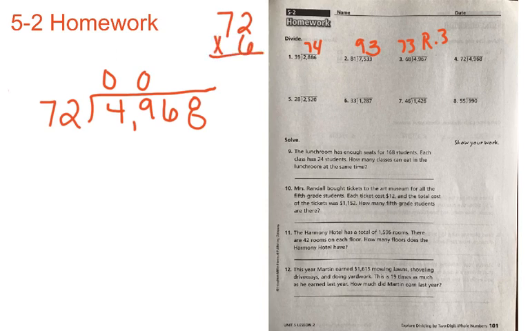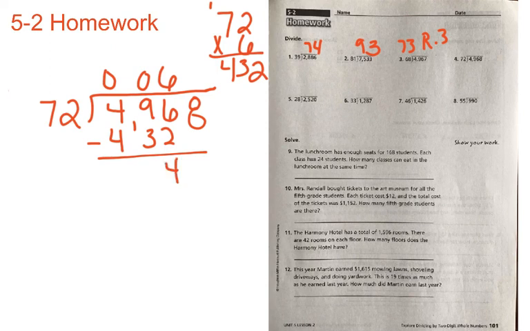and 6 times 2 is equal to 12. Put down your 2, carry your 1. 6 times 7 is equal to 42, plus 1 is 43. And so we'll put up our 6 here, and we're going to go ahead and subtract the 432 from our 496. 6 minus 2 is equal to 4, 9 minus 3 is equal to 6, and 4 minus 4 is equal to 0. And we can see that this 64 is less than our divisor of 72, so we're good to go. We can go ahead and bring down our 8.